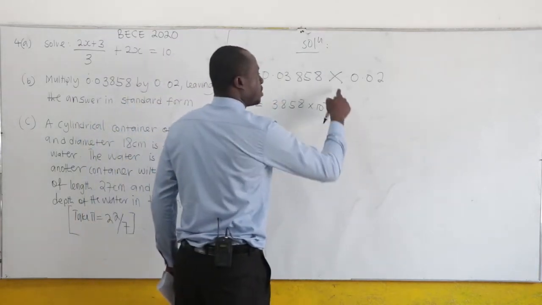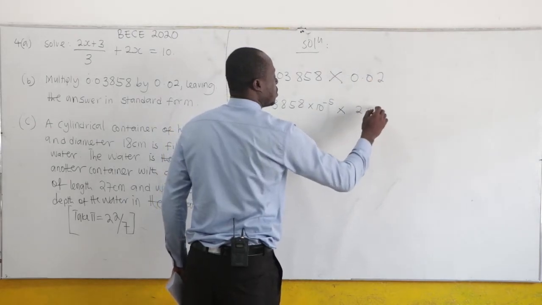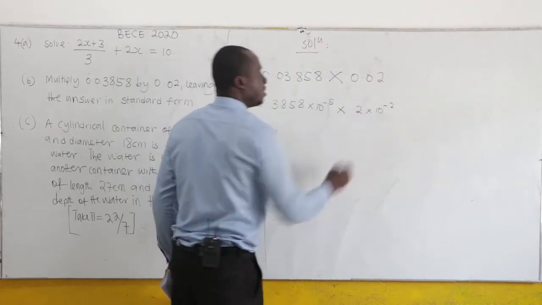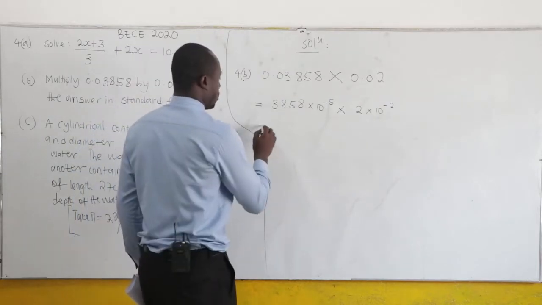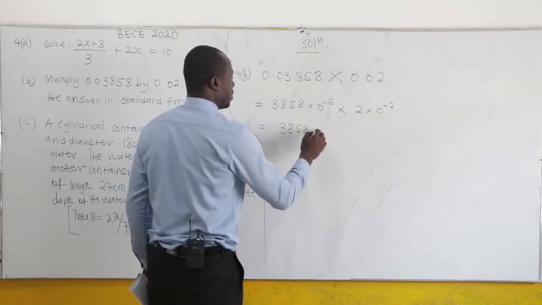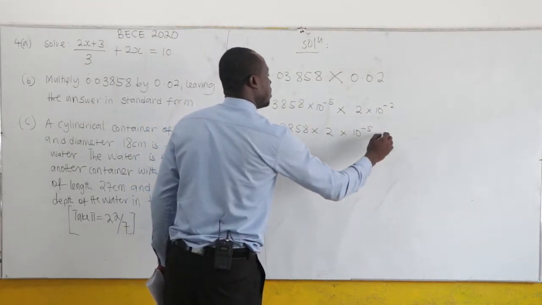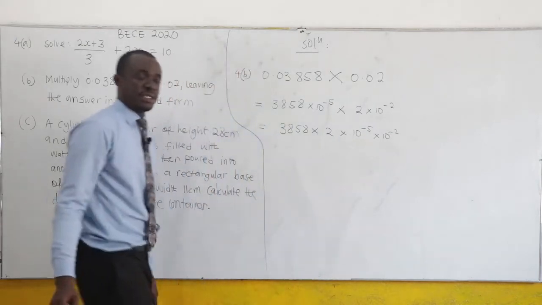So we have another multiplication. Now let's move 1, 2. So that is 2 times 10 to the power negative 2. Now this is the same as 3858 times 2 times 10 to the power negative 5 times 10 to the power negative 2.